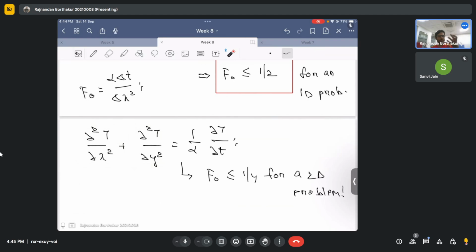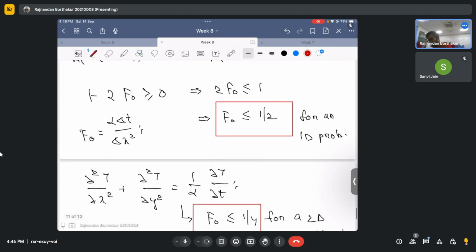Use this explicit scheme, where you know the temperature at the previous time step and you just march forward with time. Then you will see that the criterion for Fourier number is that your Fourier number should be less than or equal to 1 by 4 for a 2D problem. And I think this is one of the questions that the assignment has asked you this time, that you will find in your assignment. So these things you need to remember.